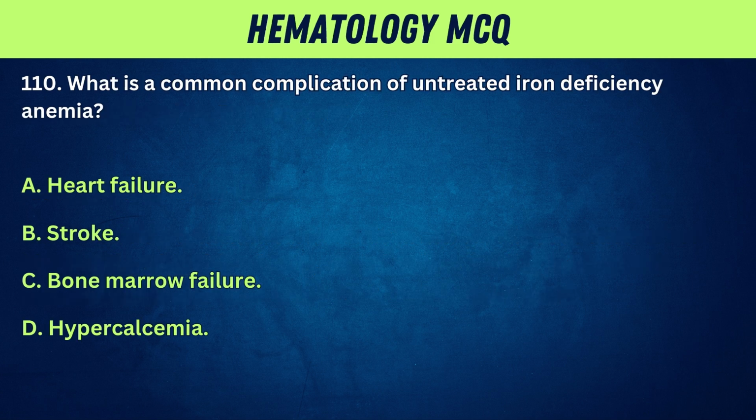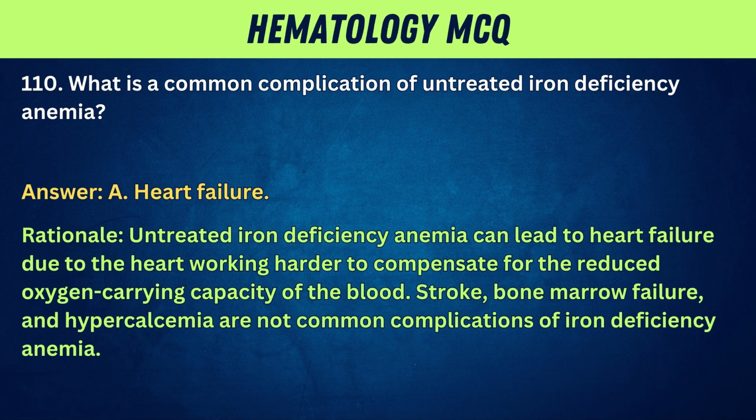110. What is a common complication of untreated iron deficiency anemia? A. Heart failure. B. Stroke. C. Bone marrow failure. D. Hypercalcemia. Answer: A. Heart failure. Rationale: untreated iron deficiency anemia can lead to heart failure due to the heart working harder to compensate for the reduced oxygen-carrying capacity of the blood. Stroke, bone marrow failure, and hypercalcemia are not common complications of iron deficiency anemia.